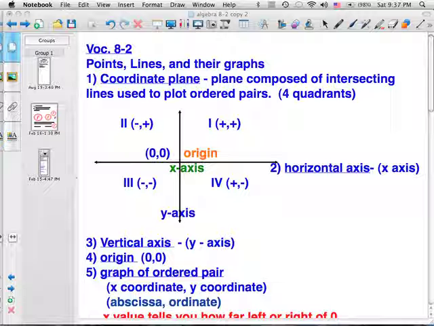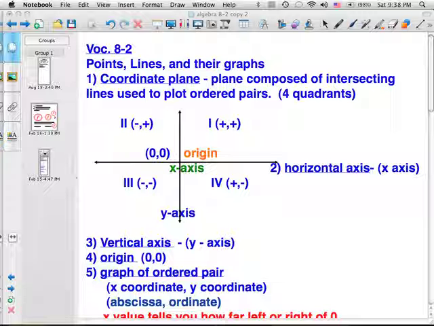There are four quadrants, or four sections, made by the x and y axes. The x-axis is the horizontal line here, and the y-axis is the vertical one. The quadrants are numbered counterclockwise. In quadrant 1, both numbers in the ordered pairs are always positive. In quadrant 2, the x value is negative and the y value is positive. In the third quadrant, both the x and the y values in an ordered pair are negative. And in the fourth quadrant, the x value is positive and the y value is negative.